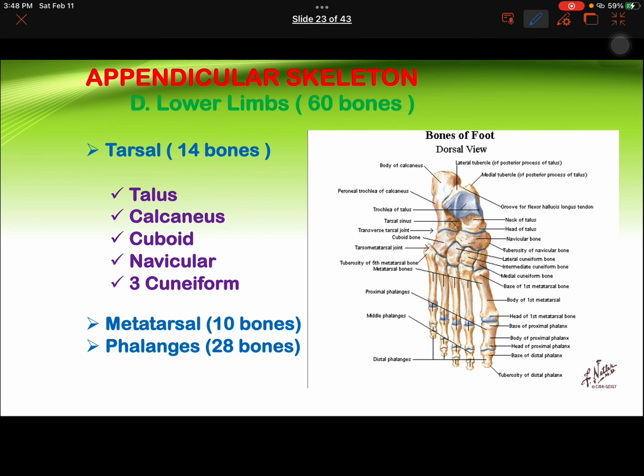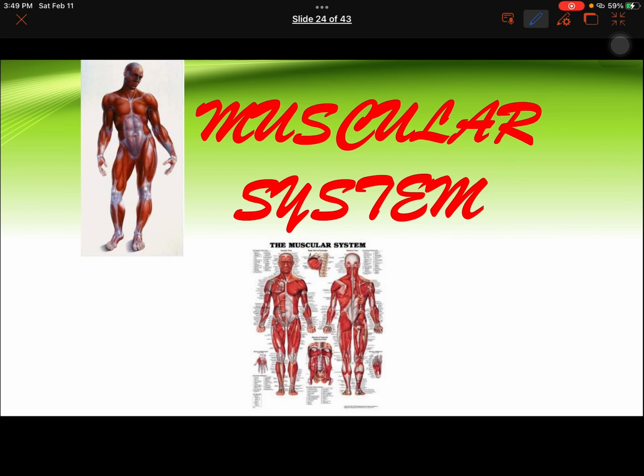Then you have your tarsal bones, which correspond to the carpal bones. Here you have your metatarsals that correspond to your metacarpals. Then, of course, you have your proximal, intermediate, and distal phalanges, because phalanx are fingers in translation. So you have your proximal phalanx, the medial phalanx, and the distal phalanx.